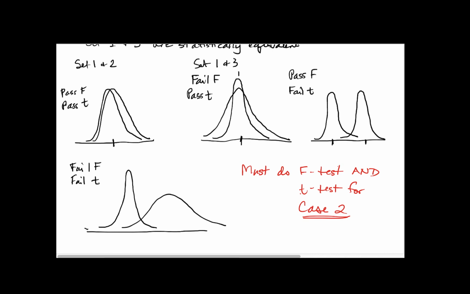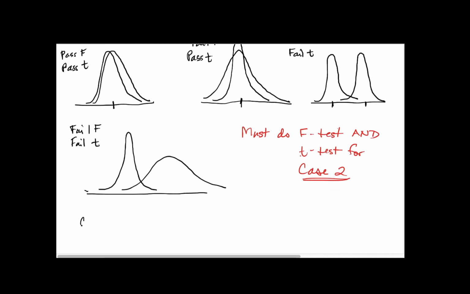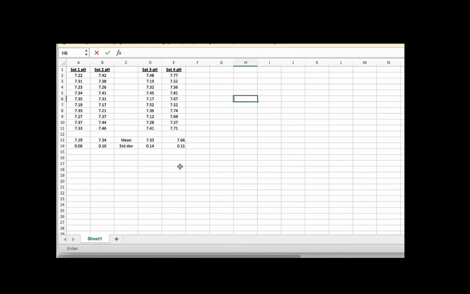Okay, so I'm going to switch back over to Excel, and I want you to go through this scenario for 2 more sets of data. I want you to compare sets 2 and 4. Here's set 2, here's set 4. Go ahead and calculate the F-test and see if these guys pass the F-test. And then calculate the T and see if the 2 sets are statistically equivalent to each other. So pause the video and go ahead and do those calculations.